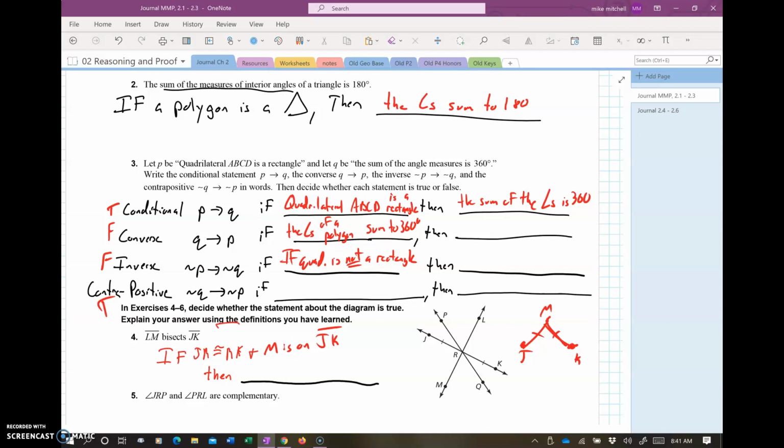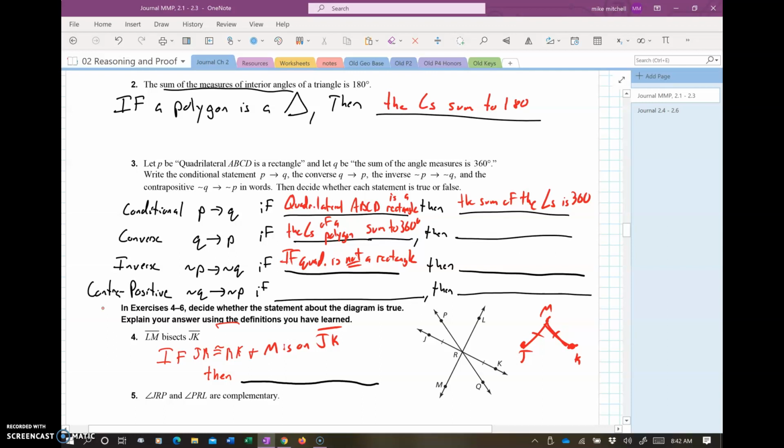Let P be the quadrilateral ABCD is a rectangle. Let Q be the sum of the angle measures is 360. Write the conditional statement P into Q. That's the original, the converse, the inverse, the contrapositive. I've got that written out here. I shouldn't have had these up on here. Oh well.